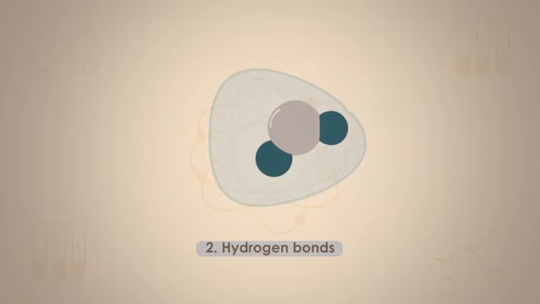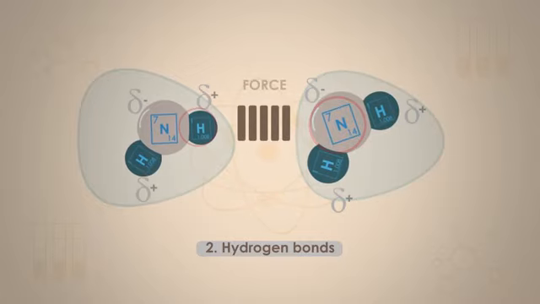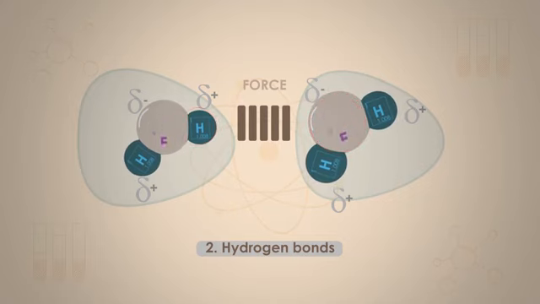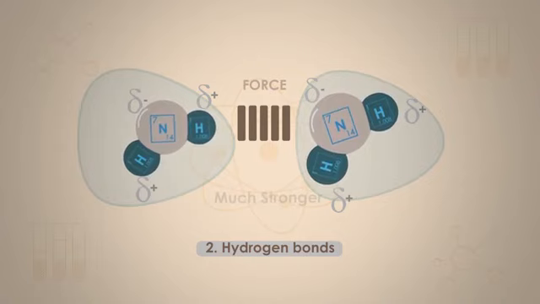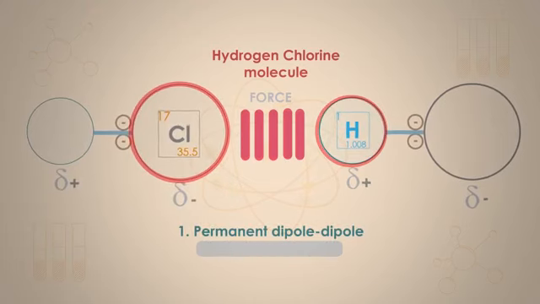The second type of intermolecular force is the hydrogen bond. The permanent dipole in a covalent bond between a hydrogen atom and a fluorine, oxygen or nitrogen atom is particularly strong. Thus, the attraction between the electron-deficient H delta positive of one molecule and the lone pair of electrons on a fluorine, oxygen or nitrogen atom of another molecule is much stronger than the permanent dipole-dipole attraction mentioned before between the two hydrogen chloride molecules.